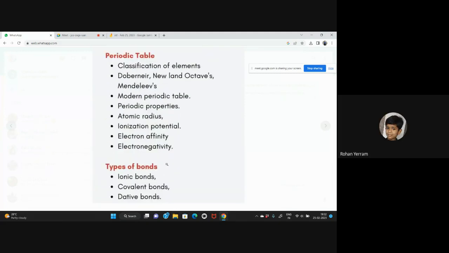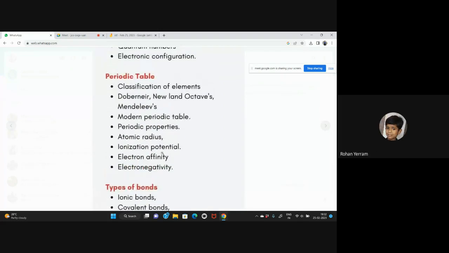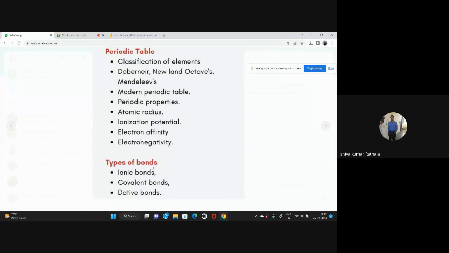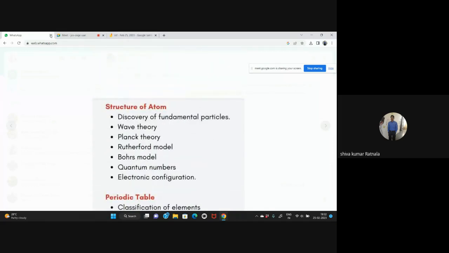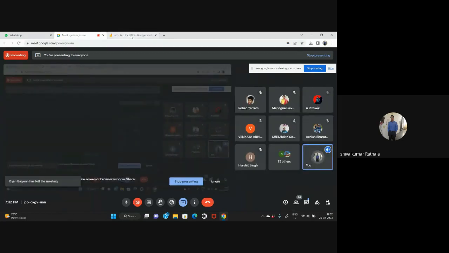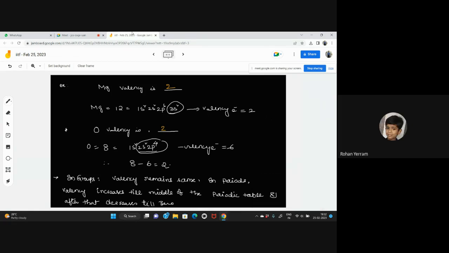Along with that, we have discussed bonds and valency also. Types of bonds are all done: ionic bonds, covalent bonds, dative bond also were done. And along with that, we have completed hybridization. Hybridization also we have done. And along with that, we have completed VBT theory also. Valence bond theory we have discussed, right?